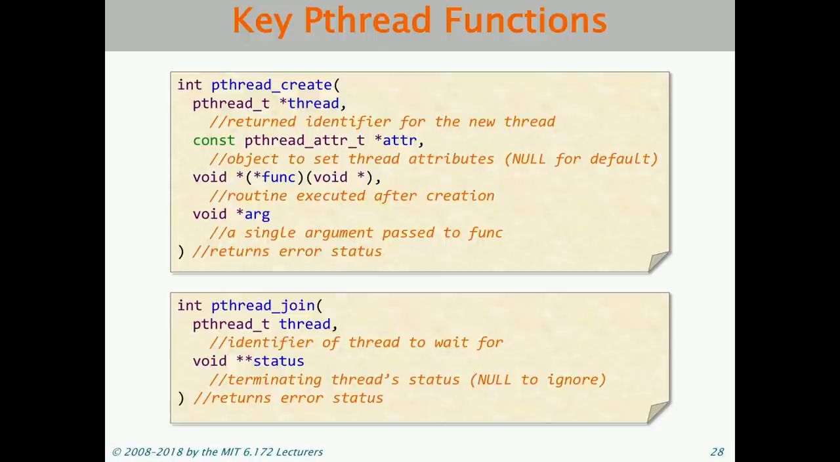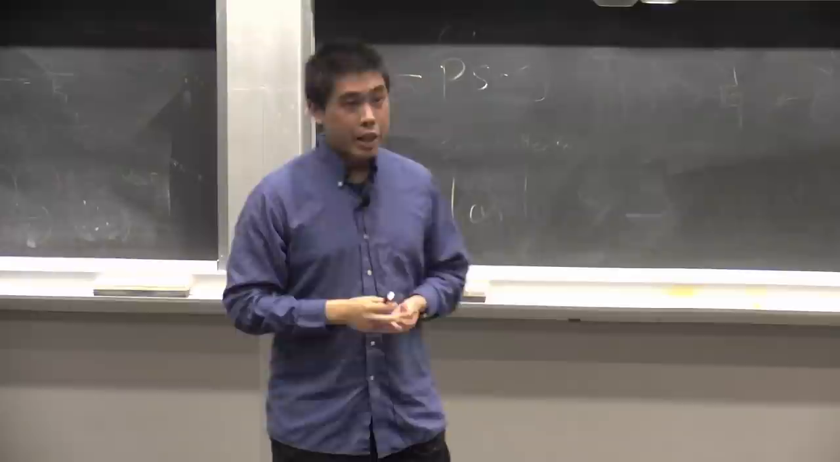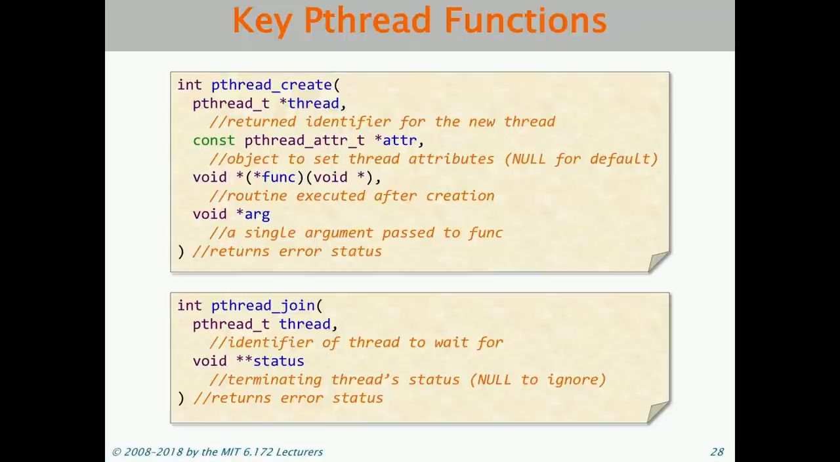The third argument is this function that's going to be executed after we create the thread. So we're going to need to define this function that we want the thread to execute. And then finally, we have this void star argument, which stores the arguments that are going to be passed to the function that we're going to be executing. And then pthread_create also returns an error status, an integer specifying whether the thread creation was successful or not. And then there's another function called pthread_join.